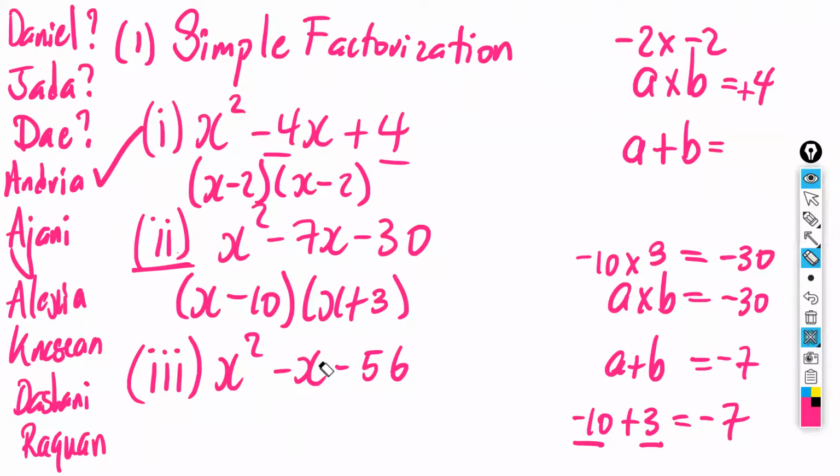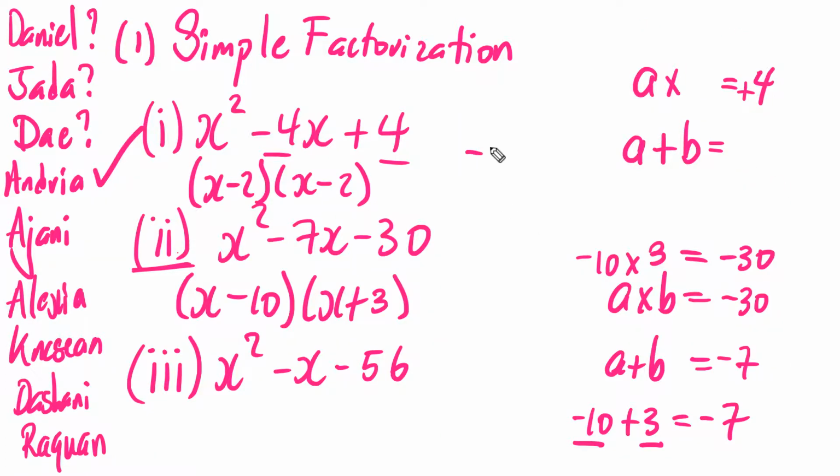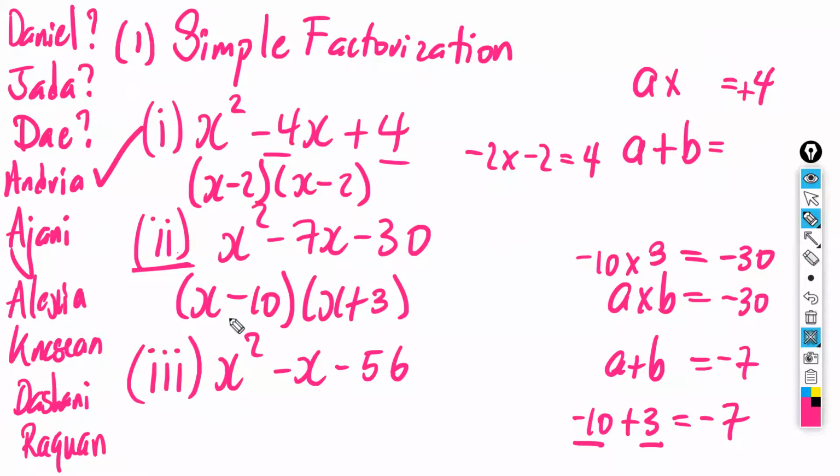But the only difference with this question, guys, is that you need to realize that sometimes you're gonna have 2 negatives, for example, like the first one, right? Sometimes you're gonna have a negative and a positive, like this one here, -10 times +3 gives you -30, and -10 plus +3 gives you -7.